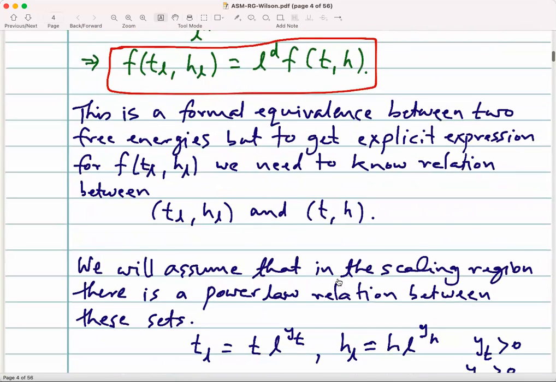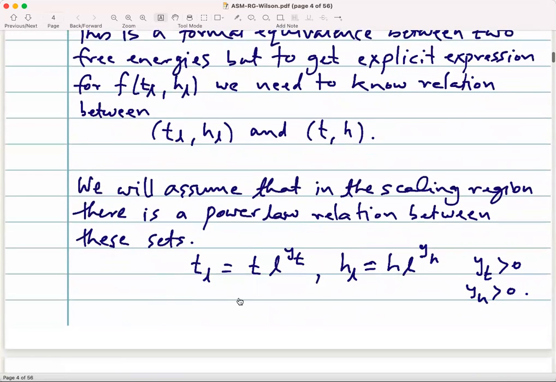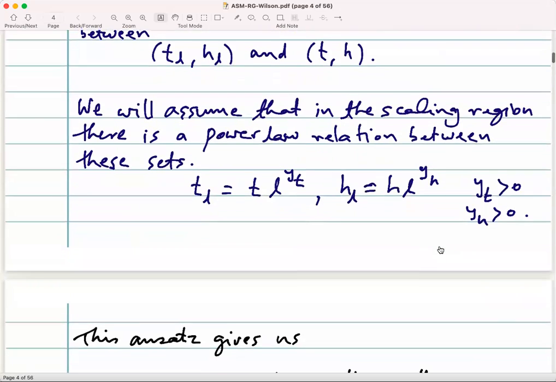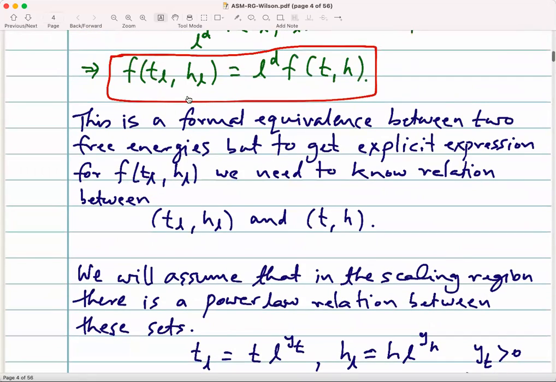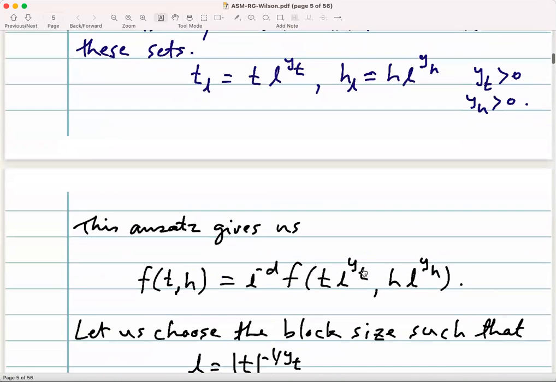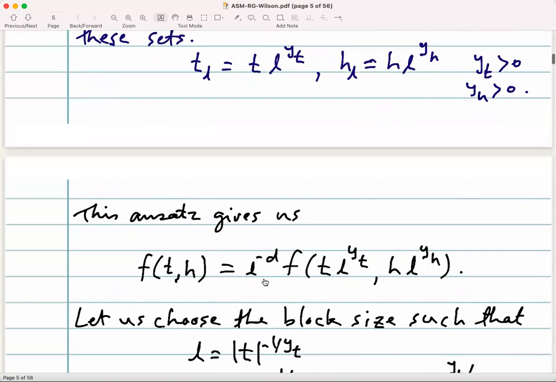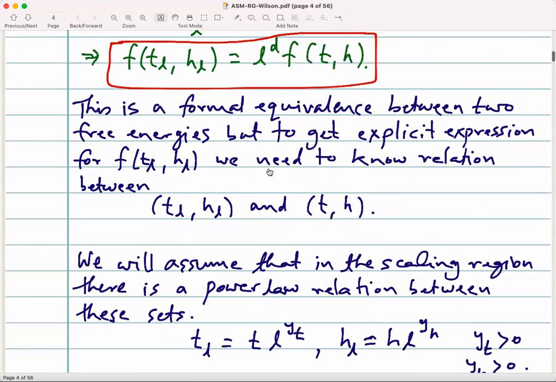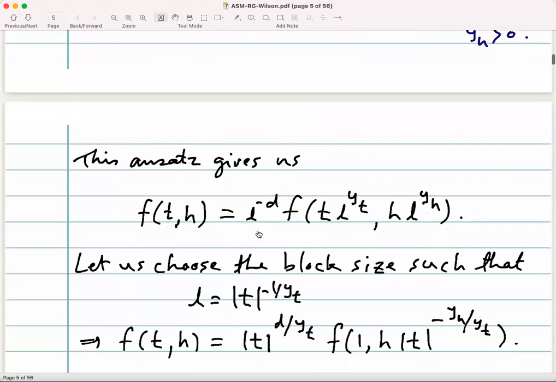So we want to understand the relation between T_L, H_L and T, H. As I said, we will assume that we are in the scaling region and write T_L to be T times L to the y_T and H_L to be H times L to the y_H. We'll assume y_T and y_H to be positive. Then all we have to do is plug it into this kind of behavior, and we find that F of T, H, taking the L to the d to the other side, is equal to L to the minus d times F of T times L to the y_T and H times L to the y_H.